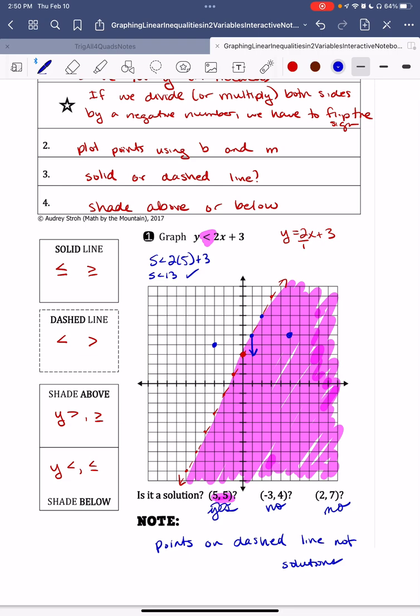Now look what happens if I use (-3, 4). So then I would have 4 for y less than 2 times -3 plus 3. So that says 4 is less than -3, which is not true. So that's another reason that (-3, 4) is not a solution. Now let's look at the last one, (2, 7). So if I plug it in, I'll have 7 is less than 2 times 2 plus 3. And that says 7 is less than 7. Well, that's not true. 7 is not less than 7. And so that's why it's not a solution.